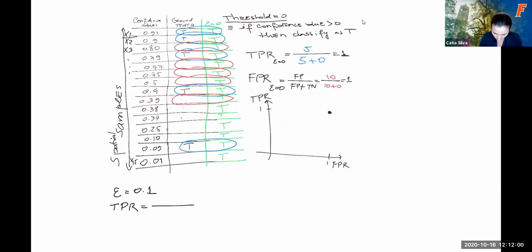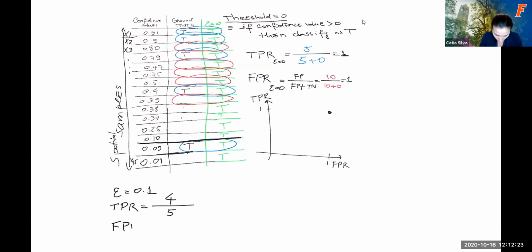This table is a bit messy. Hopefully you can see it, that for a value of 0.1, we're here. We're going to miss this value, right? Because it's smaller than 0.1. So thank you, Andrew. That's exactly the answer. So the TPR, it's going to be 4. We're going to correctly classify 4 out of 5.